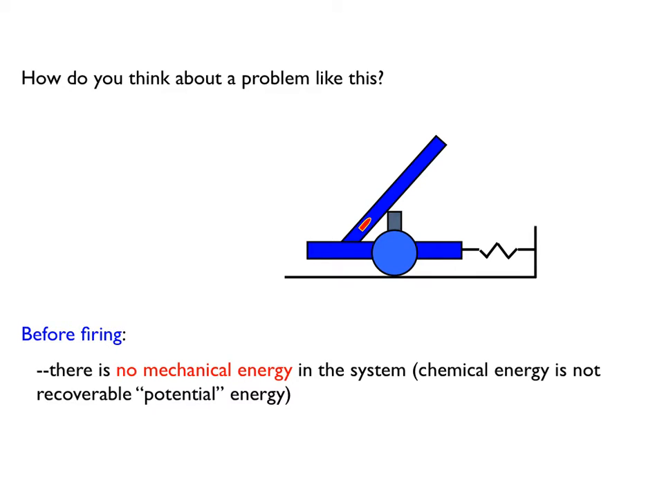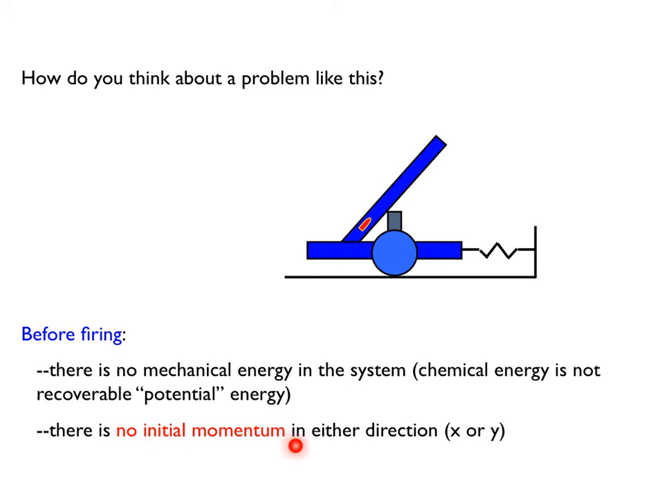So what kind of things do we need to notice about the system in trying to analyze it? To begin with, before the firing, it's important to notice there's no mechanical energy in the system. Mechanical energy is the sum of the kinetic energy and the potential energy. There is no potential energy here. The energy that motivates this shell up the barrel is non-conservative work being done by the releasing of chemical energy. Chemical energy produces non-conservative forces. They do not have potential energy functions. There's no mechanical energy in the system to start with. There is no initial momentum in the system. Nothing is moving to start with.